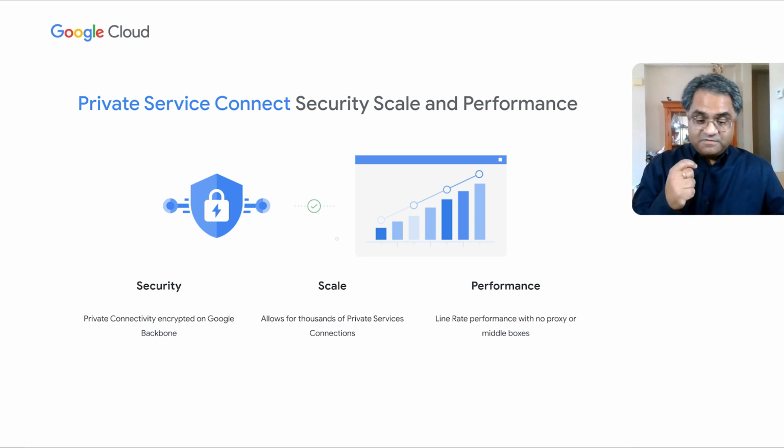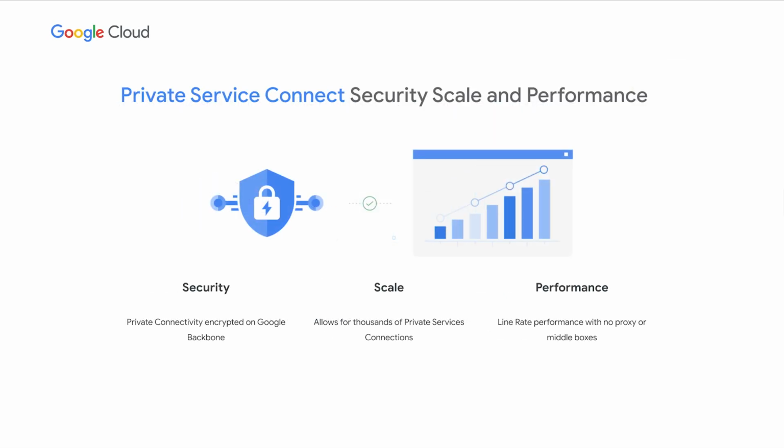It is our converged service connectivity offering. Because it does this through private connectivity, it is secure. You don't have the scale constraints that you have with peering, and it can scale to thousands of endpoints. It is also very performant. You get line rate because there is no proxy in the middle.